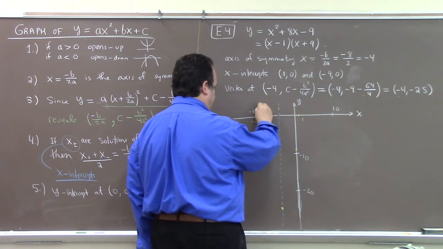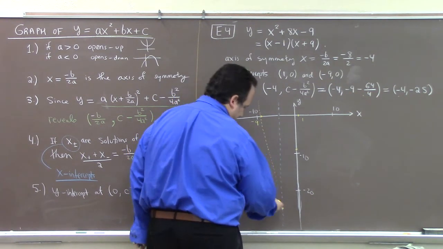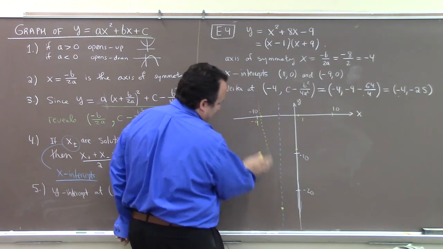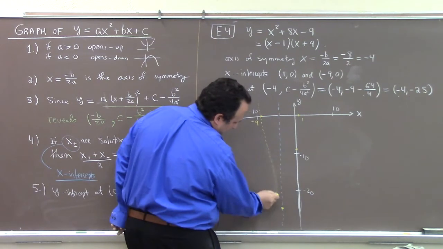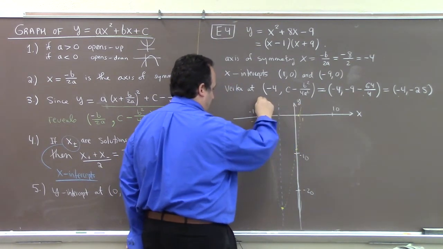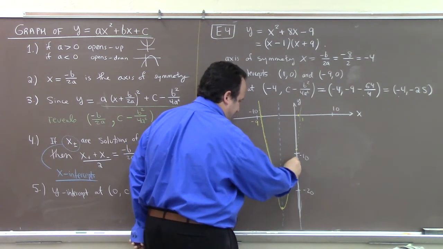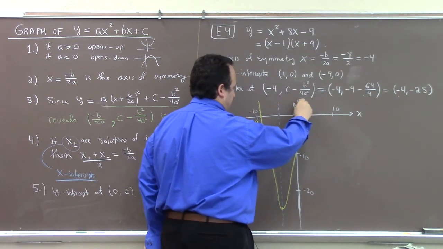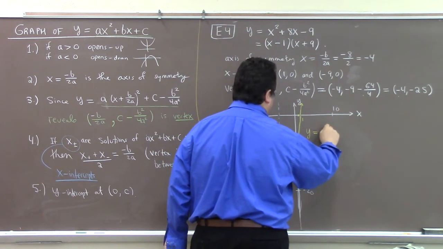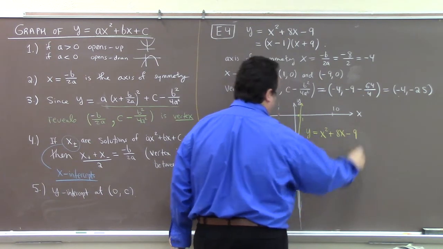So anyway, I can't. Oh, well, I tried. I think it's way too steep for me to do it justice. So I'm up to the very questionable limits of my artistry. It looks something like this. There's a picture of y equals x squared plus 8x minus 9.